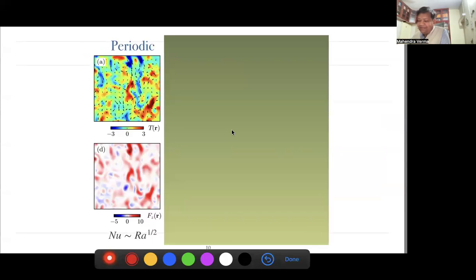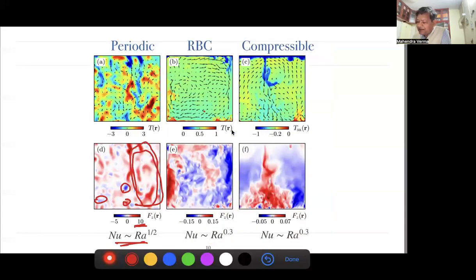Okay, now this is a simulation which we did recently. In the periodic box, you can see that there are a lot of positive heat fluxes. Red is positive here, but we have a tiny amount of negative heat fluxes, pretty small. So positive ones are much bigger than negative ones, and we get Nusselt is Rayleigh half. However, for Rayleigh-Bénard convection and compressible convection, we get roughly similar amounts of positive and negative heat fluxes. So you can see positive and negative are roughly the same amount, a lot of positive and a lot of negative for both RBC and compressible convection.